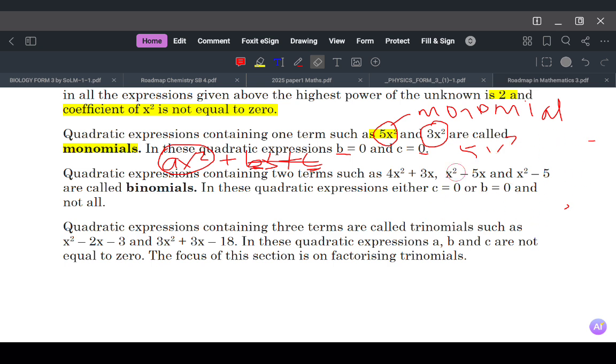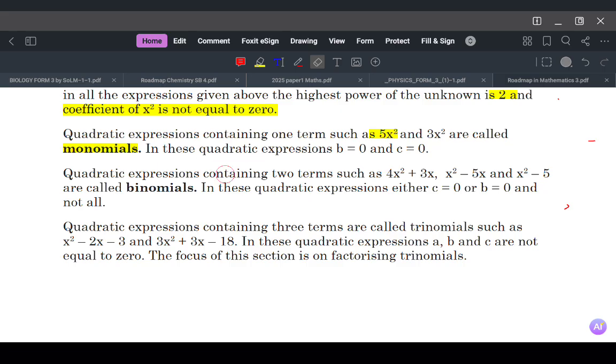Very important to note. So monomials are quadratic expressions which contain only one term. By one term, we mean that the given term is not added to anything else. So these are both monomials.